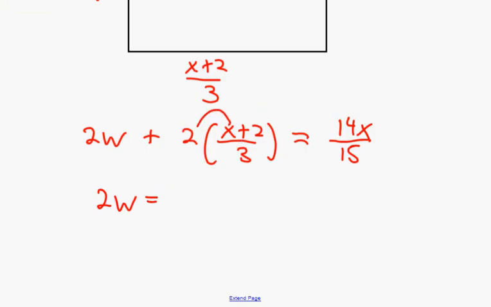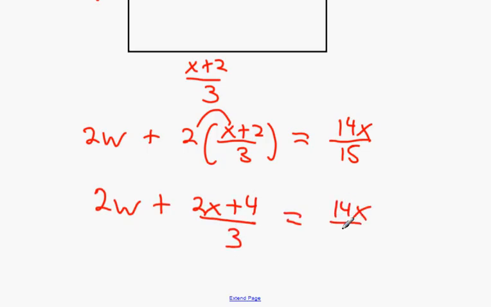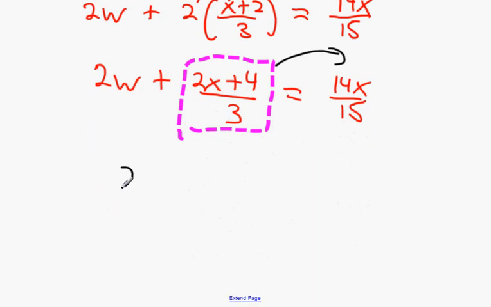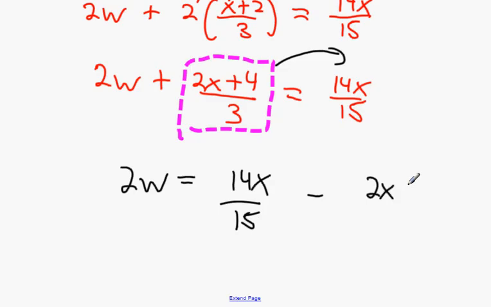Oh, sorry. Sorry, just skipped a step there. We don't have to be doing that. 2w plus 2x plus 4 all over 3 equals 14x over 15. Bring over this full thing, bring it all over the other side. Okay? 2w therefore has to be equal to 14x over 15 minus 2x plus 4 over 3.